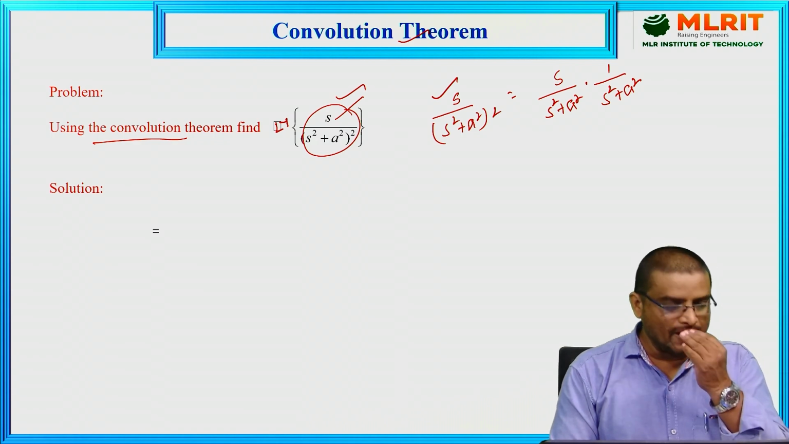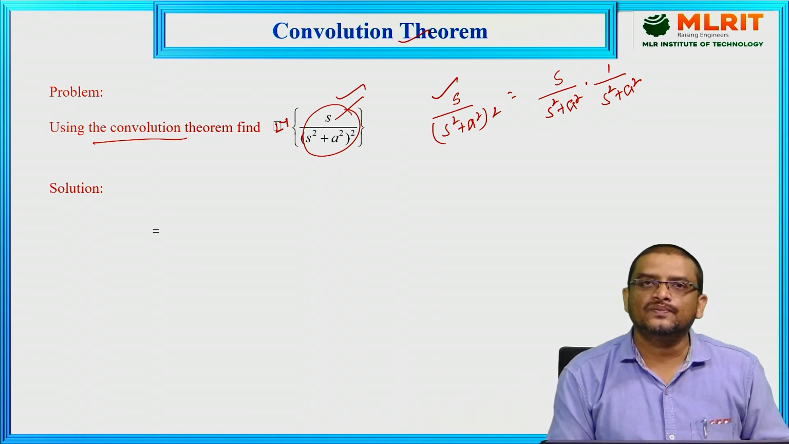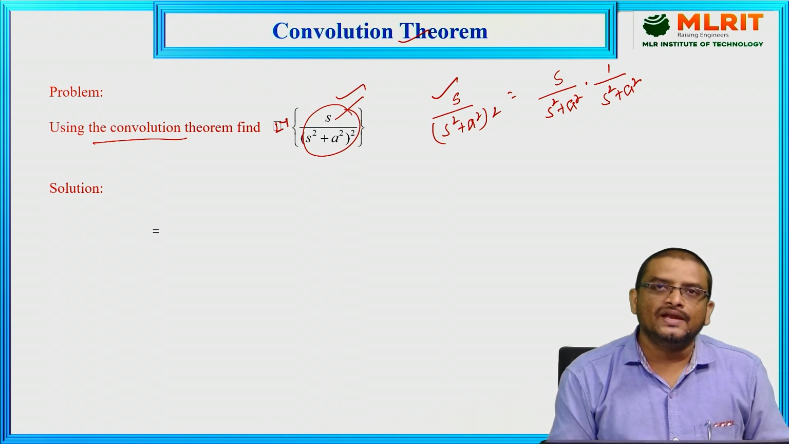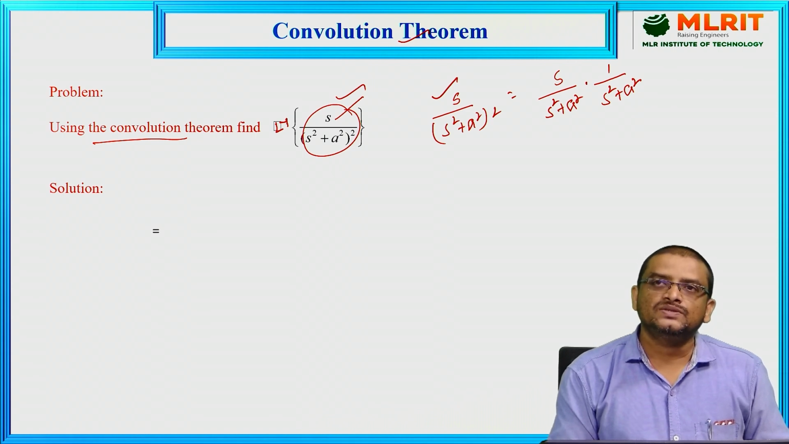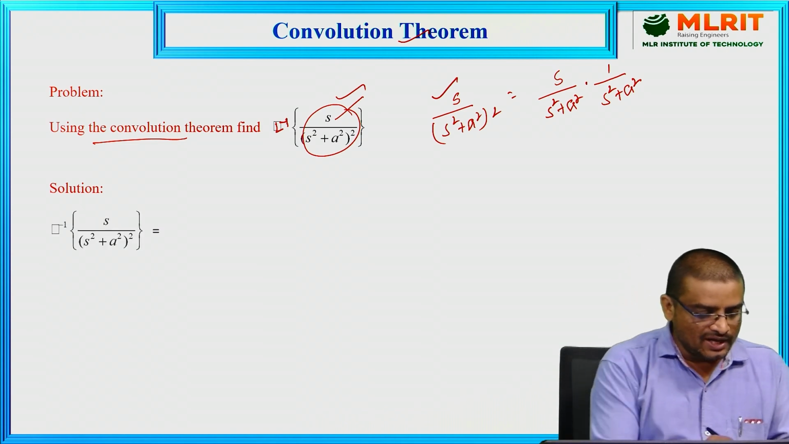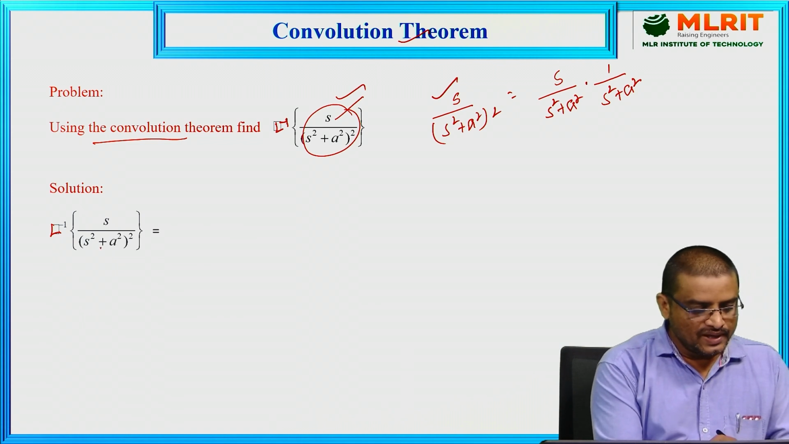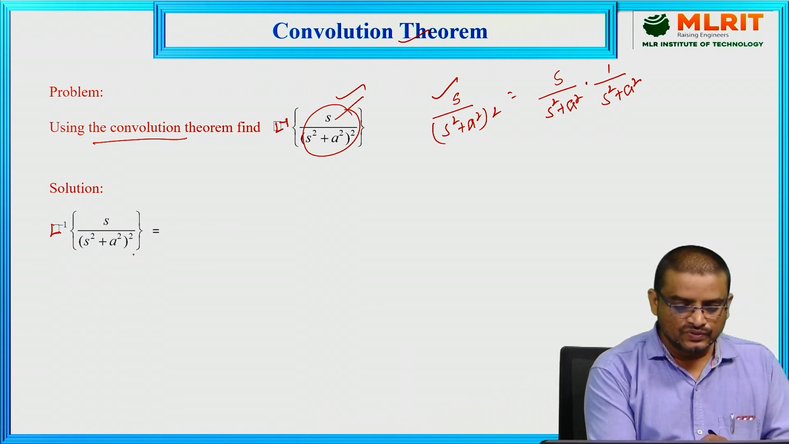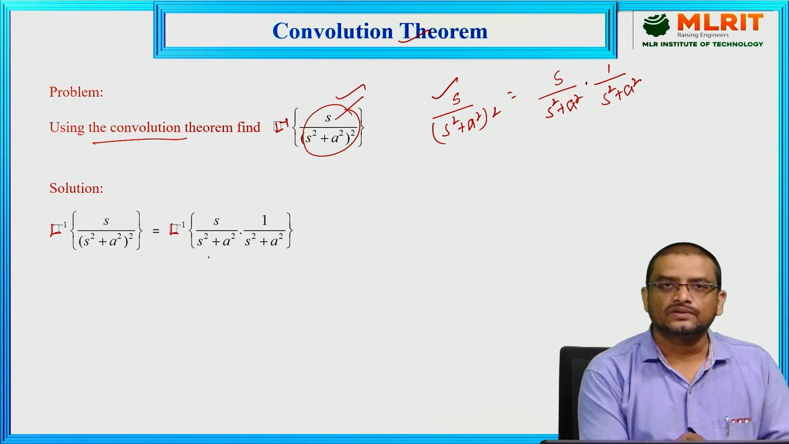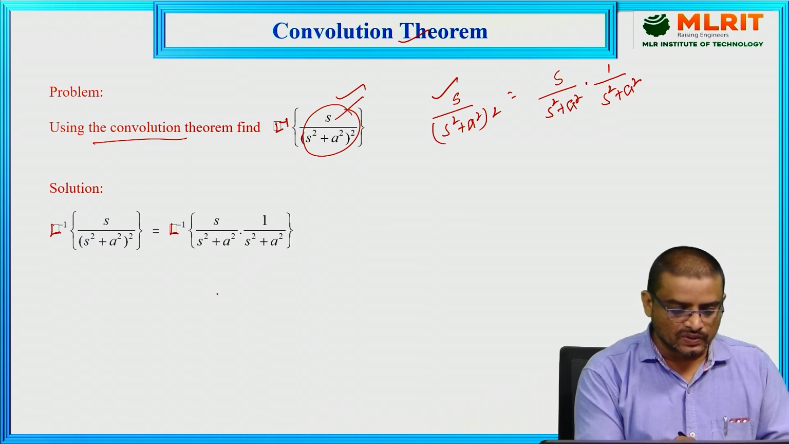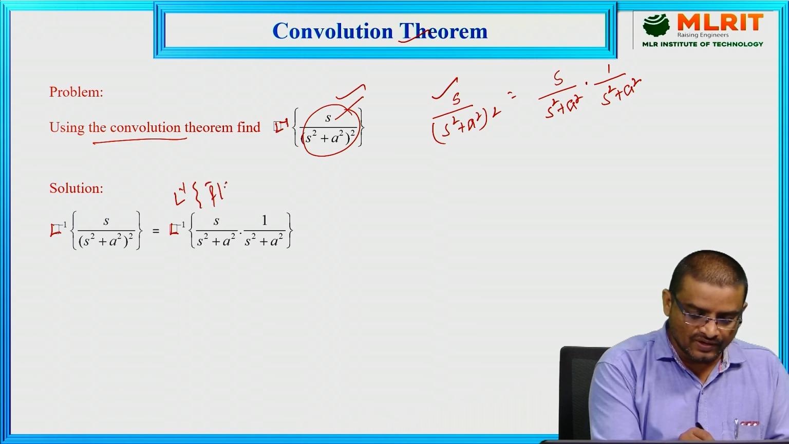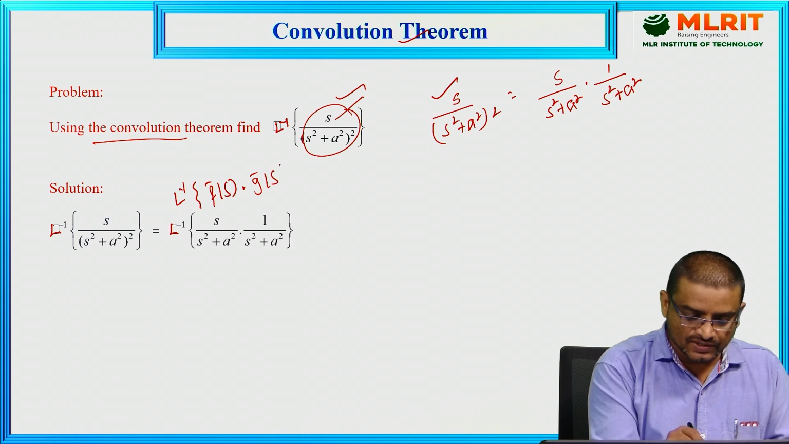So like this, whenever we want to apply this convolution theorem, whatever the function given inside the L inverse, we have to convert that function as a product of two functions. So that is the point we have to remember here. So L inverse of s by (s square plus a square) whole square can be written as L inverse of s by (s square plus a square) into 1 by (s square plus a square). Now if we observe this one, this is of the form L inverse of f bar of s into g bar of s.